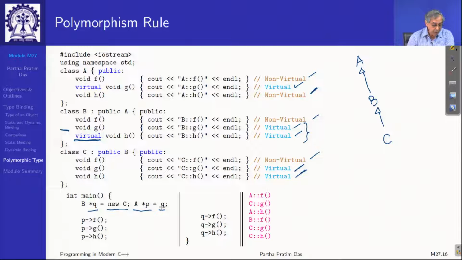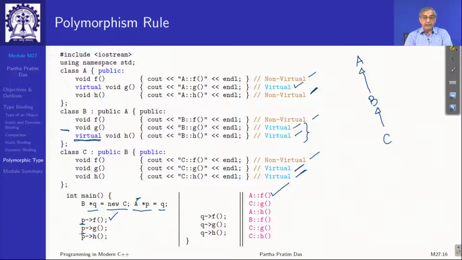Okay. So, what will happen if I do P pointer F? What is F? F is a non-virtual function. So, what will it do? It will decide by the type of the pointer. P is A type. So, this is what you get, A::F. What if you do P pointer G?